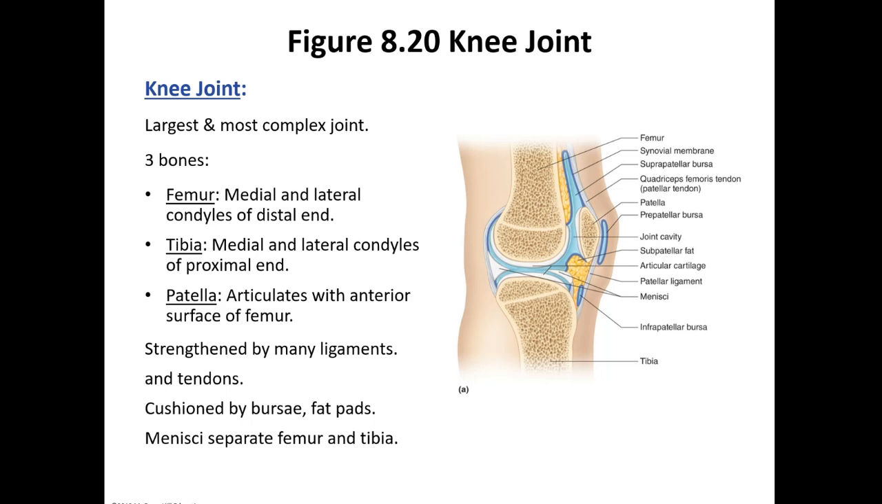These three bones are all strengthened by many ligaments and tendons found at the knee, and they're also cushioned by bursae and what we call fat pads. And in this knee joint, we can find connective tissues that we call menisci, especially between our femur and tibia bone.